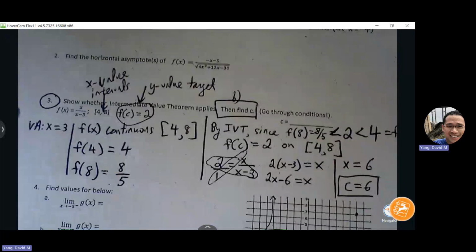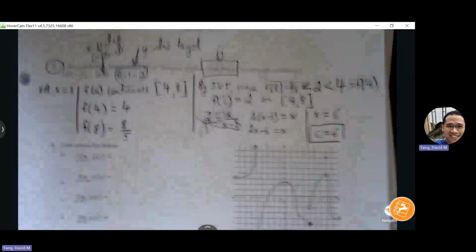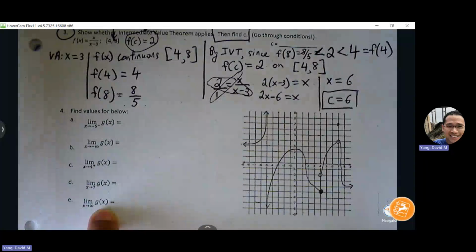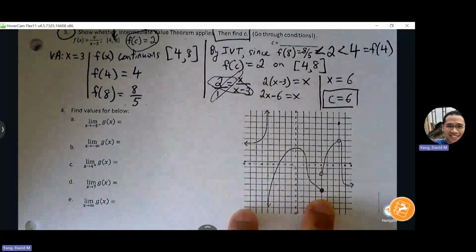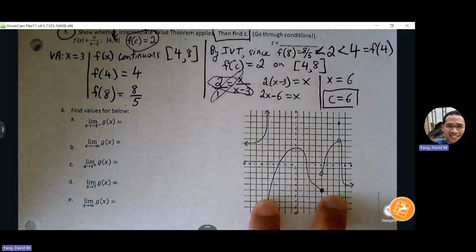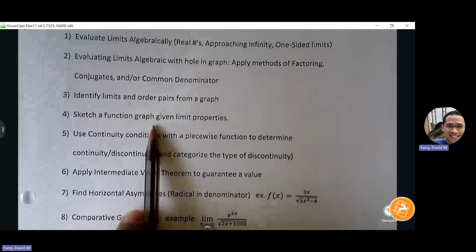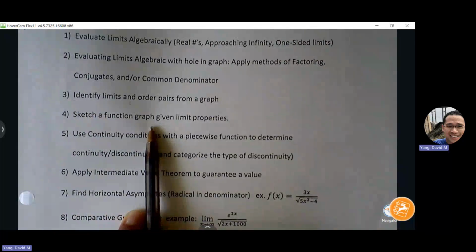So a problem like on page 11, number 4 at the bottom, where I give you the graph and I ask you what the limit is, what the ordered pair is. This is easy, right? You guys did this on the quiz as well. You guys were great at that. So okay. Identify limits and ordered pairs. Okay, we did that. Okay, sketching a graph given limit properties. We did 2 examples of that.